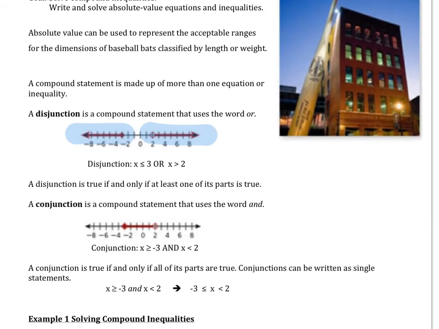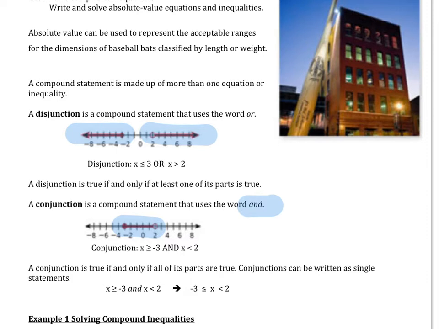A conjunction uses the word and. Think of a dumbbell, the 2 points with the line connecting in between. A conjunction is true if and only if all of its parts are true. That means it must rest between the two numbers.